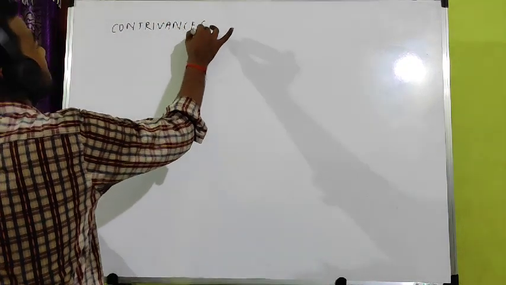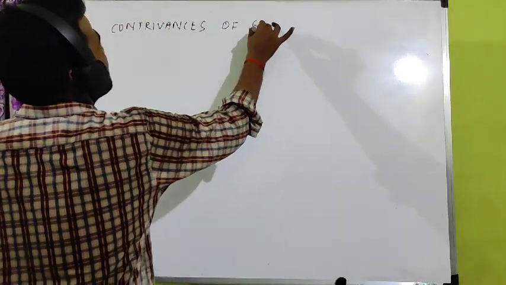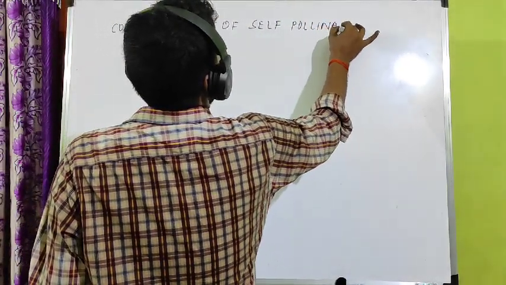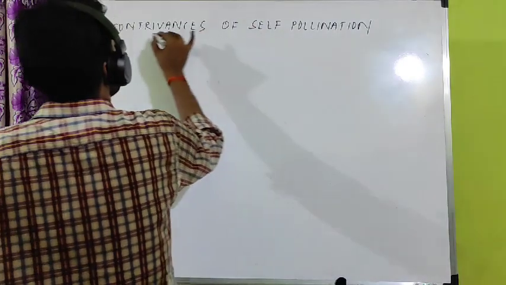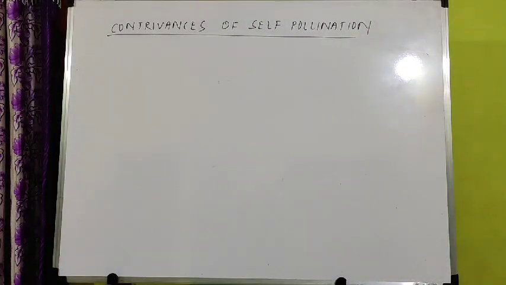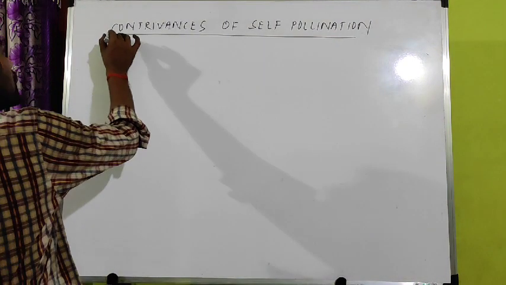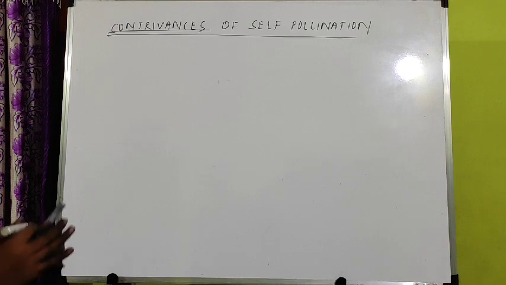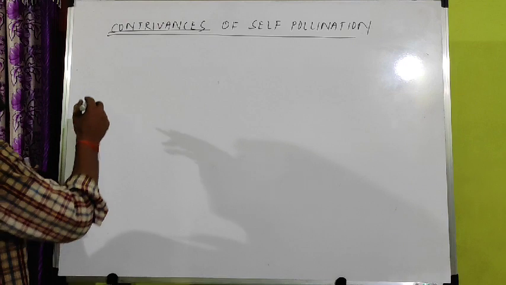Contrivances of self-pollination. Contrivances means causes, or the reasons behind self-pollination. It means the conditions in a plant which make sure that self-pollination will occur.